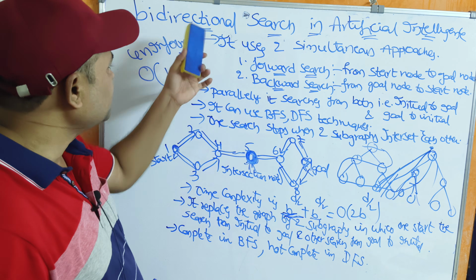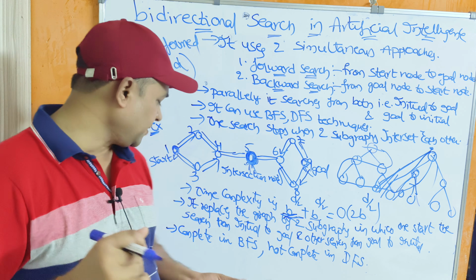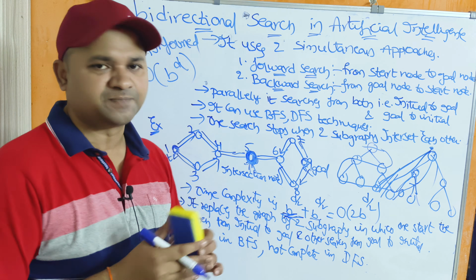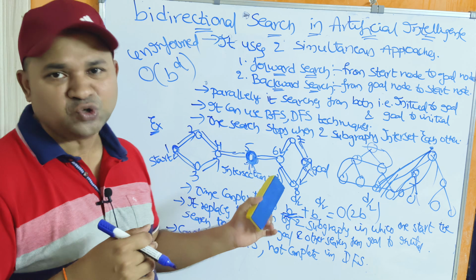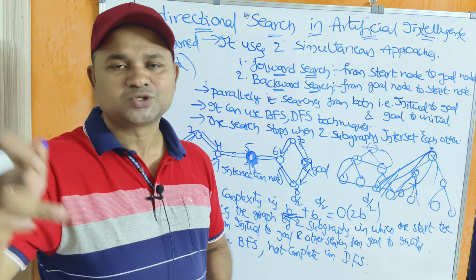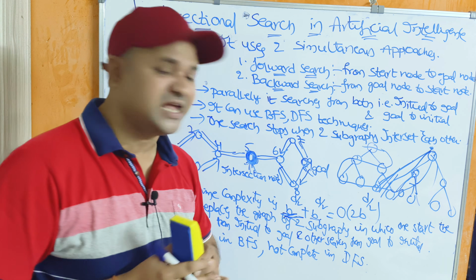This is one advantage of the bidirectional search. It will require less time. It is very fast. Okay. Now let's see the next advantage. It is complete in BFS. So if we use the BFS algorithm, then definitely we will get the solution. Okay. Why? Because here BFS means level by level. So all the nodes will be searched. Whereas it is not complete in DFS.